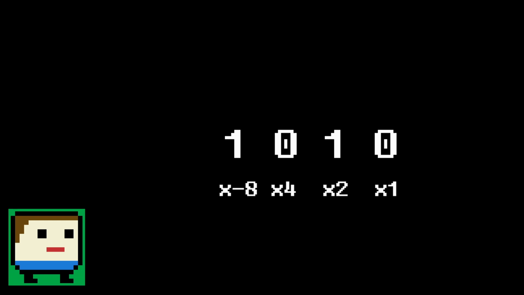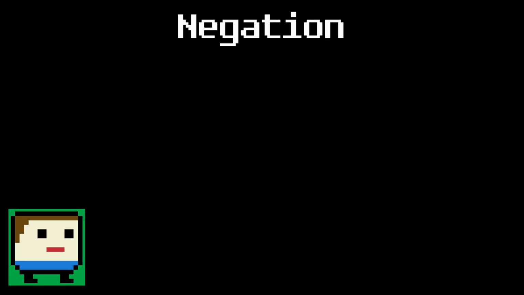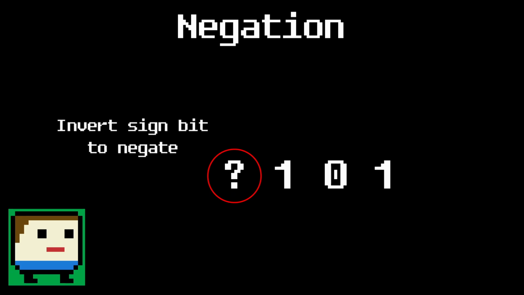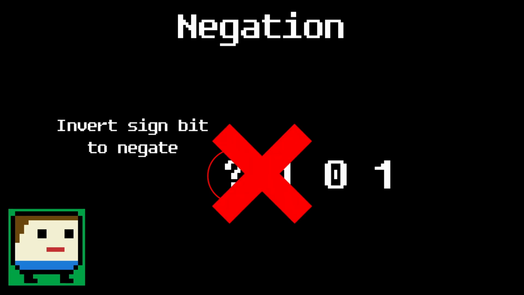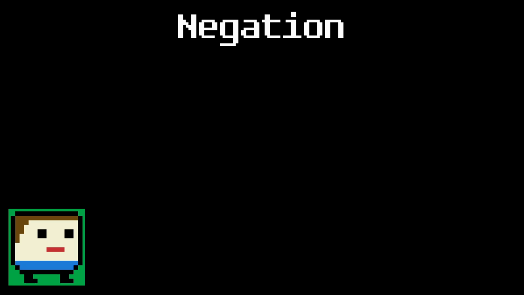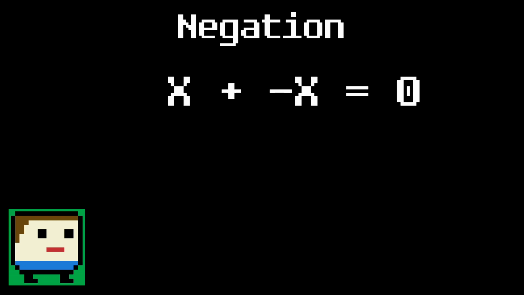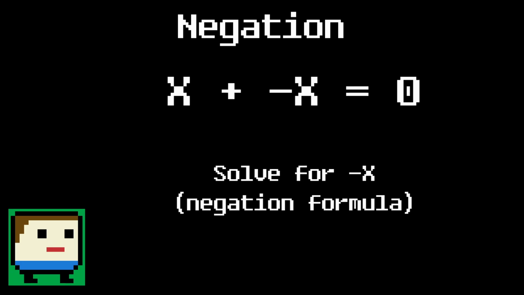But we can't test it just yet, because now we need to figure out how to negate numbers in this form. So how does negation work this time? Well, it's not as obvious as with sign magnitude numbers, so let's go step by step and derive the process using math. To start, let's have a look at the fundamental definition of negation. If we have some number x, then its negative, denoted by minus x, is defined as the value such that x plus negative x equals 0.